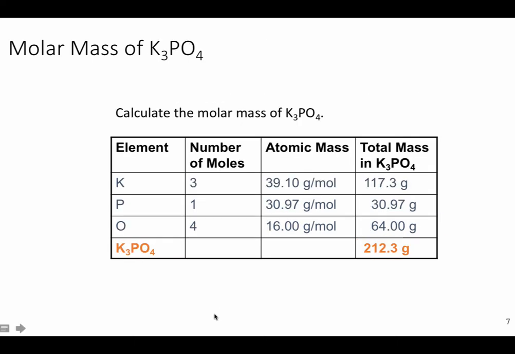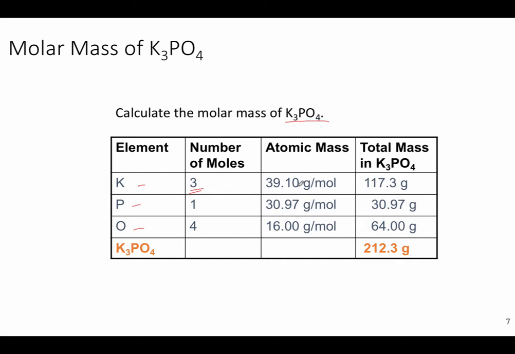So K3PO4. We're going to use the same process. I have potassium, phosphorus, oxygen. From the formula, I have 3 moles of potassium for every 1 mole of this ionic compound. Phosphorus, for every 1 mole of this compound, I have 1 mole of phosphorus. For every 1 mole of this compound, I have 4 moles of oxygen.